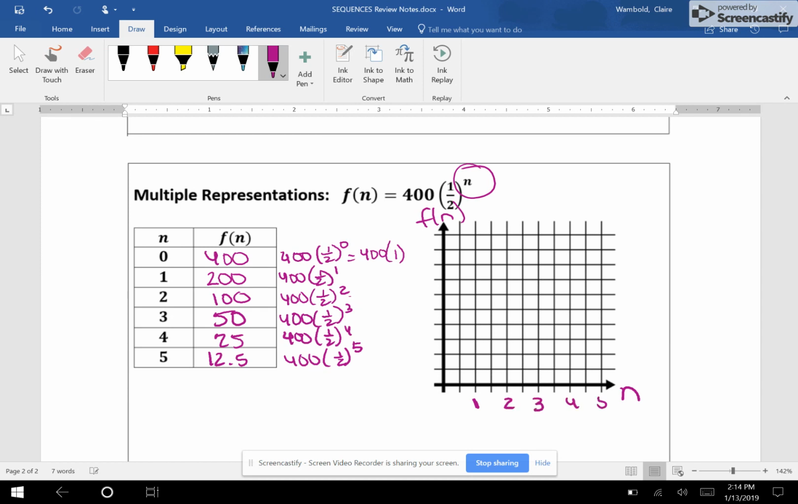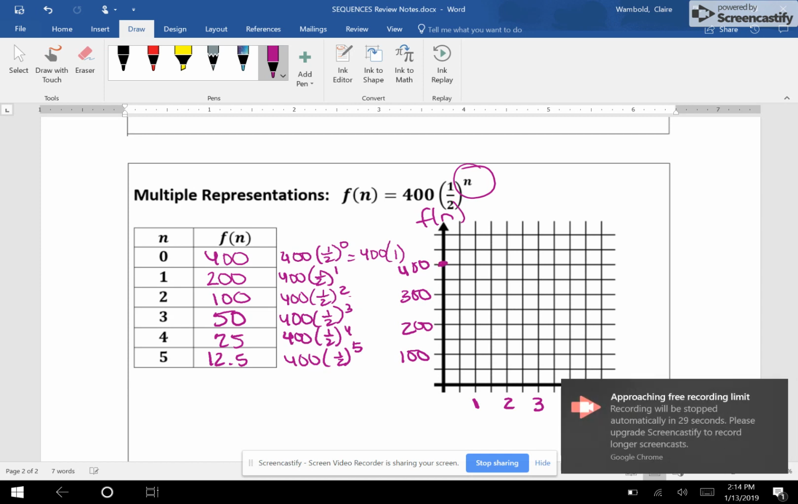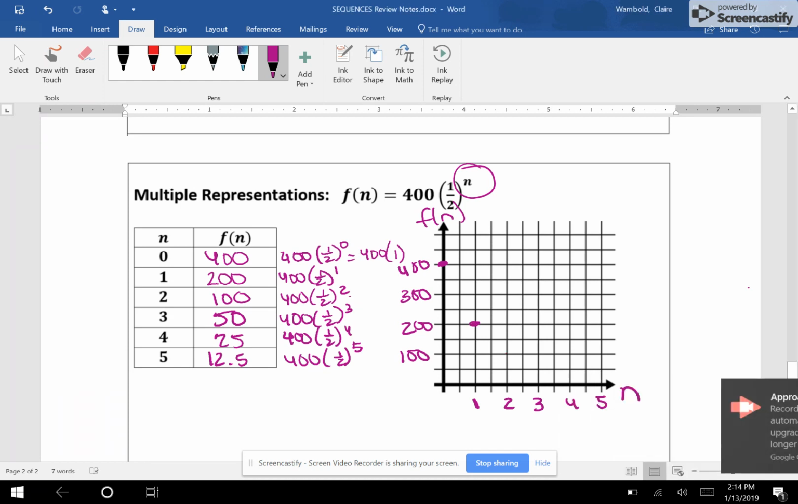So again, making our graph, we can make our scale whatever we want it to be as long as we are consistent. So I'm going to go up here, call this one 400, call this 100, 200, 300, so each little tick mark is 50. So I plot my points, reaching my limit here. We're going to make it. All right, so there's our graph.